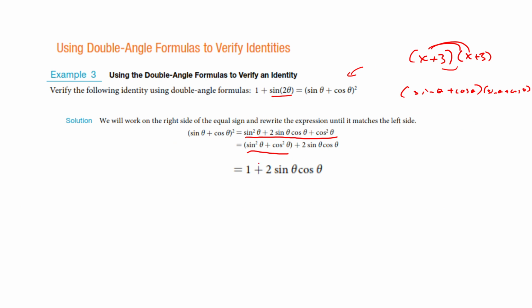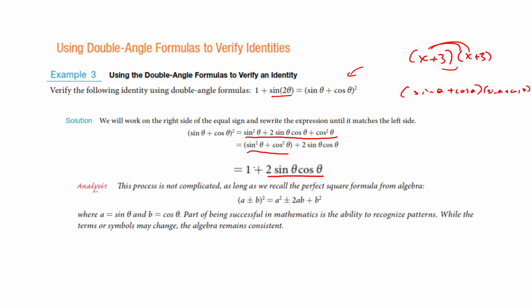Okay, so what we have here, this is the double angle formula for sine of 2 theta. Are they going to show that? No, they don't. Okay, so it's 1 plus sine of 2 theta. Because we're just substituting. That is the double angle formula for sine. So we're there.